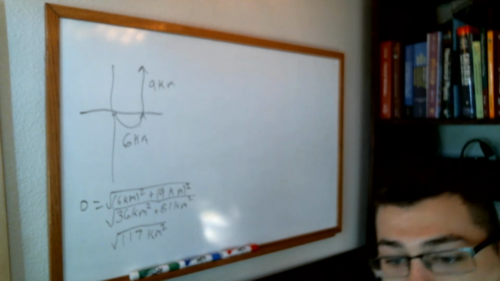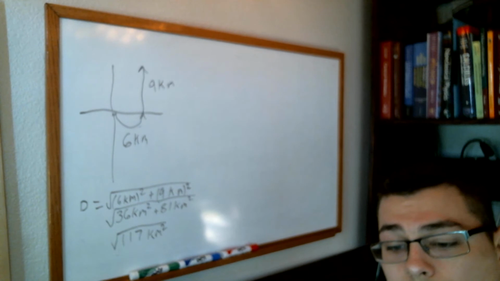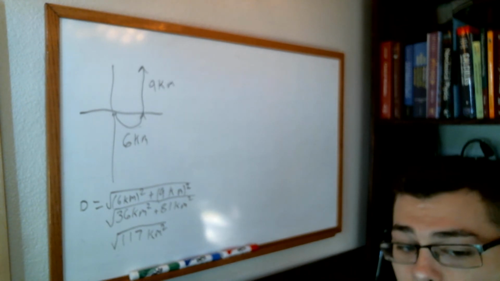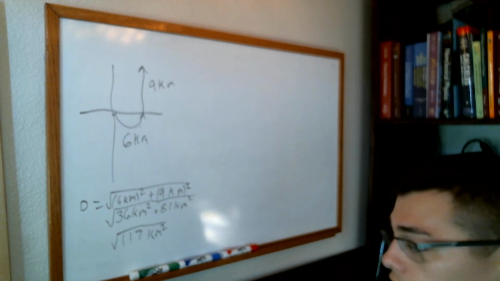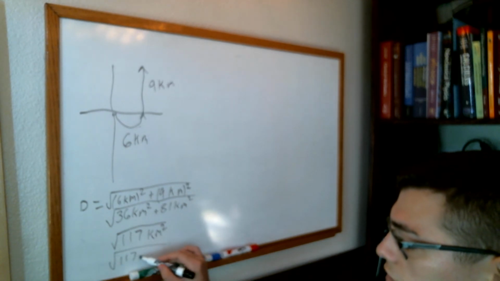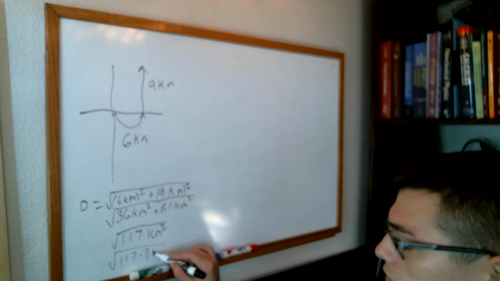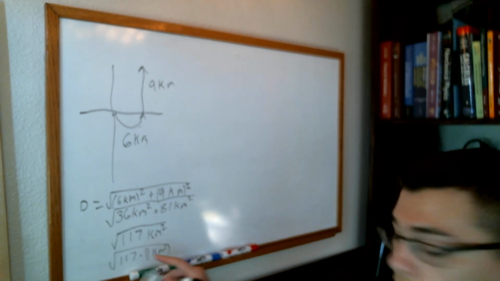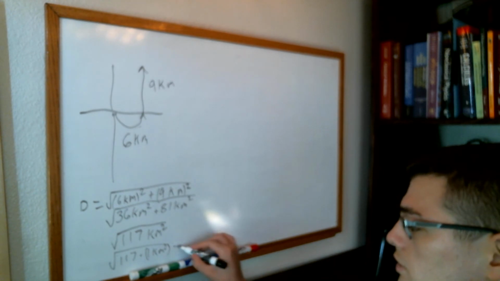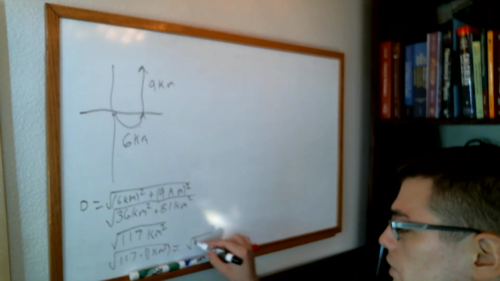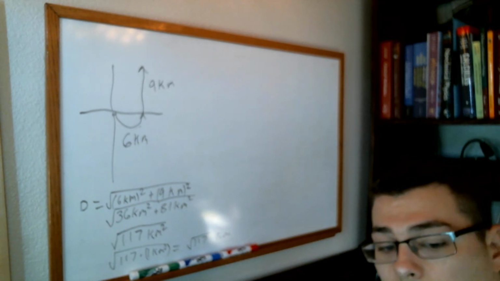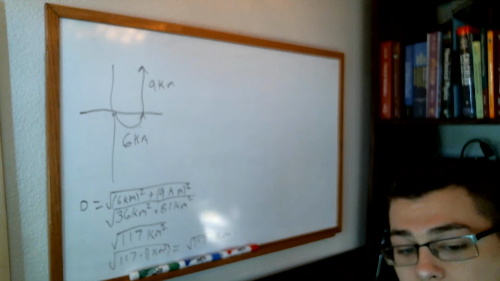And now since we have this all added up, we can actually treat the units as a quantity, right? So if we factor out 1 kilometer squared here, we would have 117 times 1 kilometer squared. Then we can take the square root of kilometers squared, which is just kilometers. So this is going to be the square root of 117 kilometers, and that'd be the length of our vector.